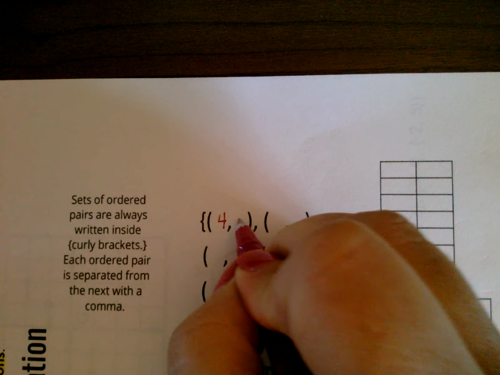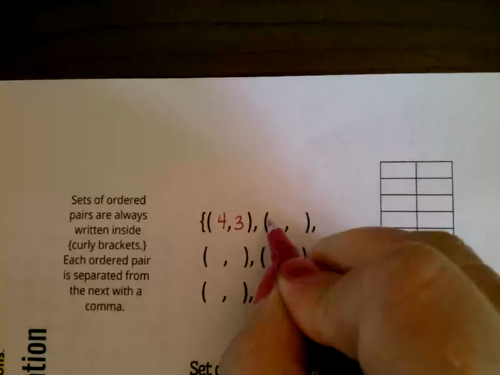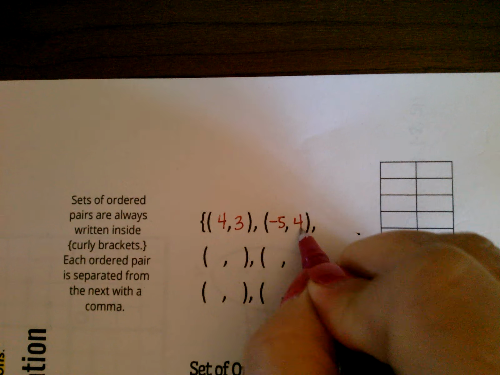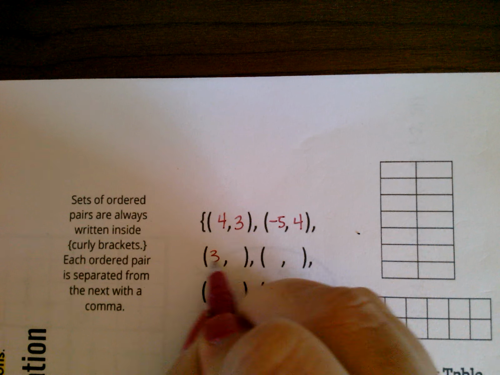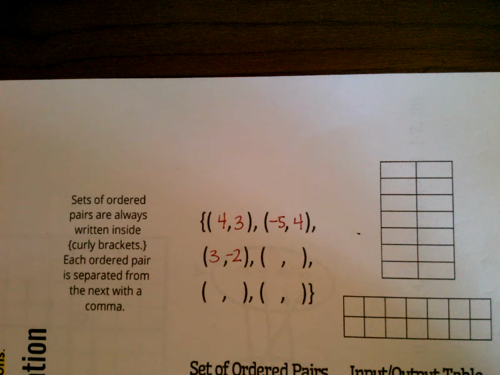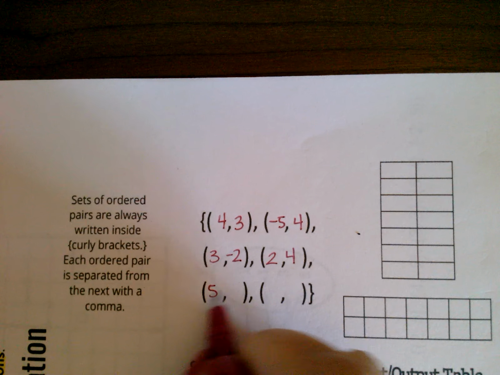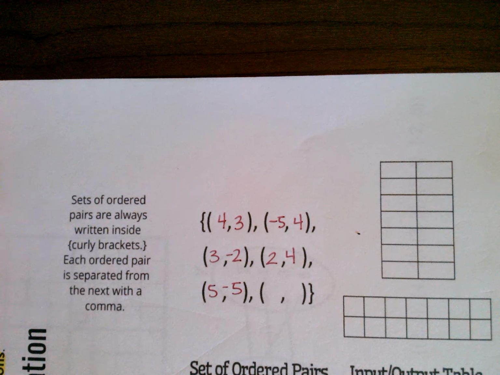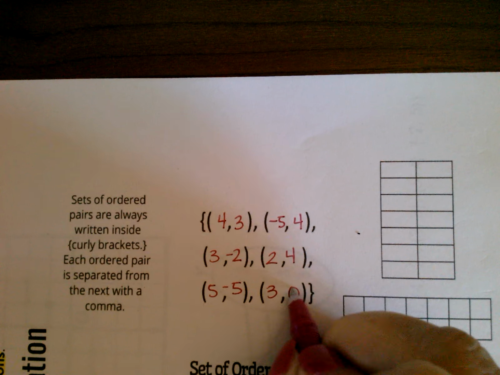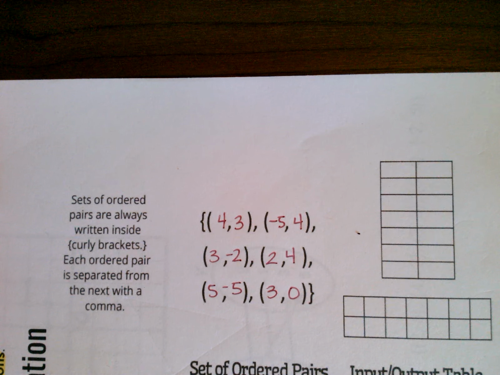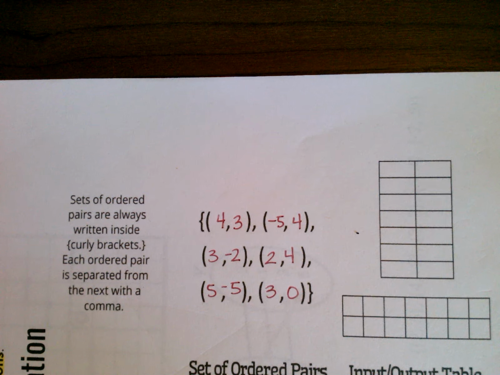So I'm going to give you the pairs 4, 3, -5, 4, 3, -2, 2, 4, 5, -5, 3, 0. This is considered a set of ordered pairs.